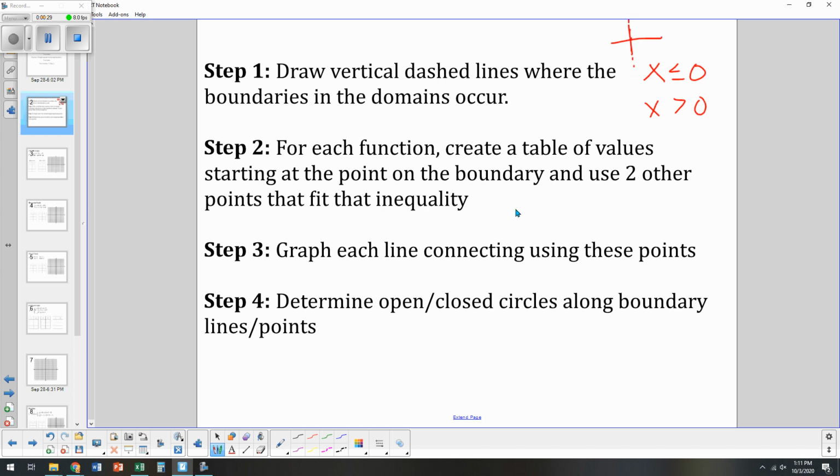For each function, we're going to create a table of values starting at the point on the boundary, so we would be starting with 0 in this case, and then using two other points that fit that inequality. So for less than 0, I would use -1 and -2. For greater than 0, I would use 1 and 2. We'll graph each of the lines connecting using these points, and we're going to determine open or closed circles along the boundary line points. So it would have been closed here, and it would have been open here.